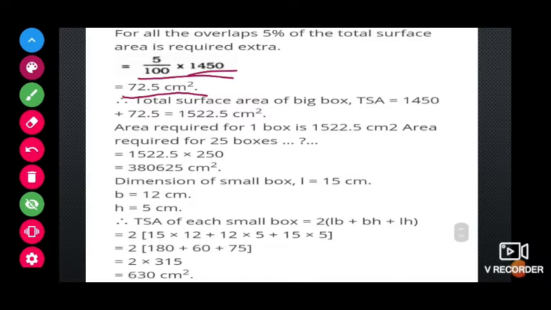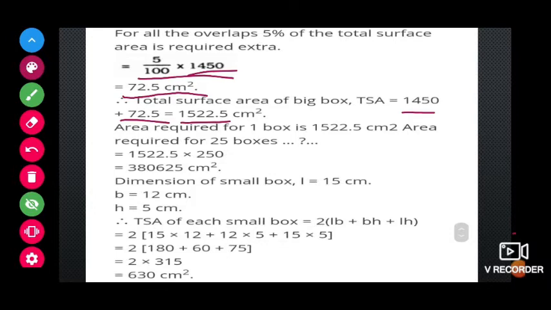Now with the extra 5%, what will be the total? Already we need 1450 for the box, and extra 5% is 72.5. Totally, 1,522.5 centimeter square is required for the big box.